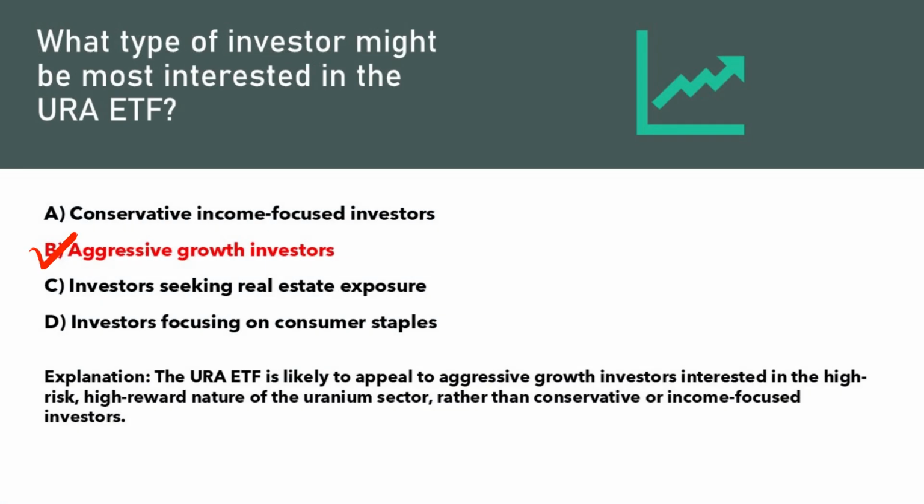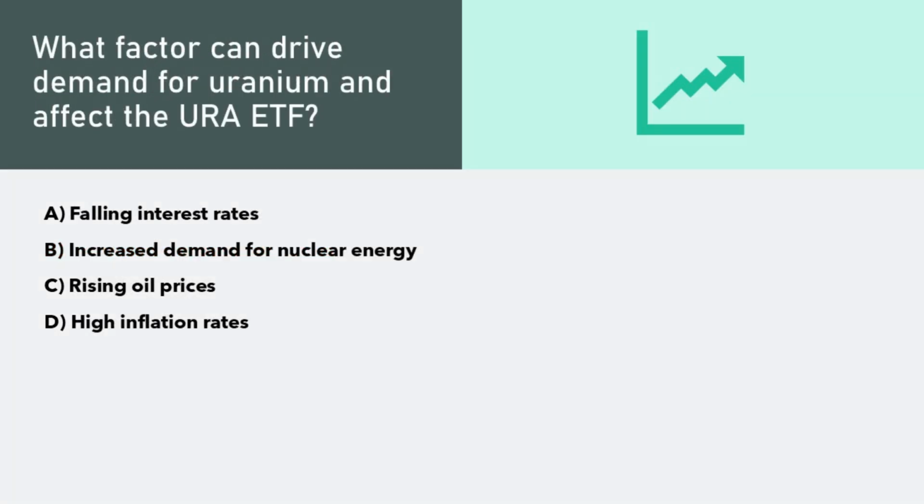Answer: B. Aggressive growth investors. Explanation: the URA ETF is likely to appeal to aggressive growth investors interested in the high-risk, high-reward nature of the uranium sector, rather than conservative or income-focused investors. What factor can drive demand for uranium and affect the URA ETF?